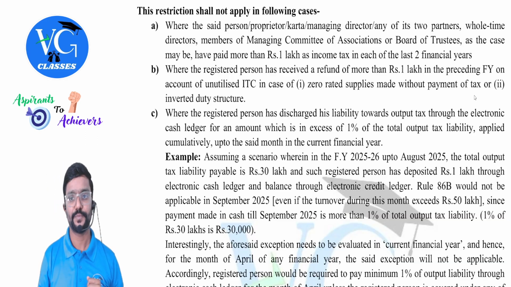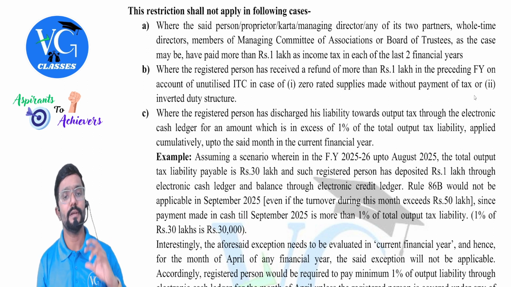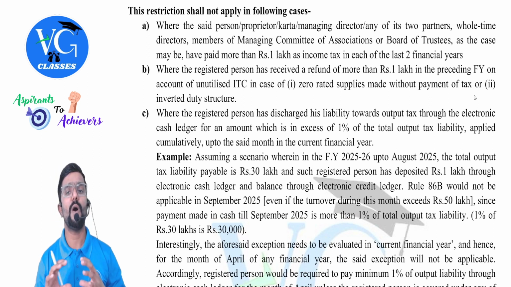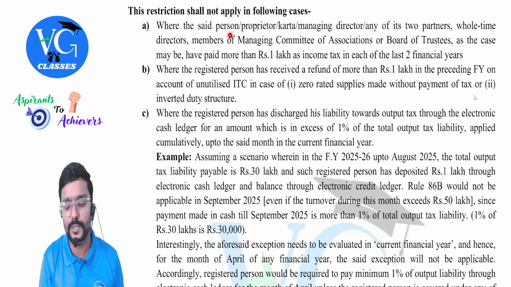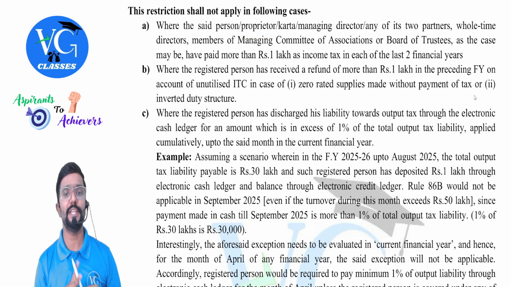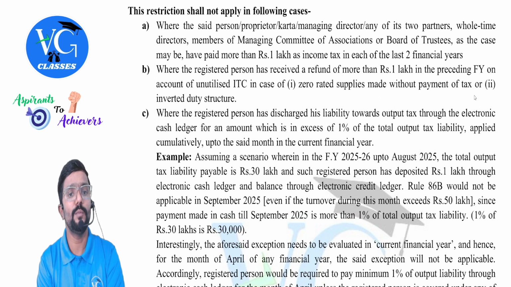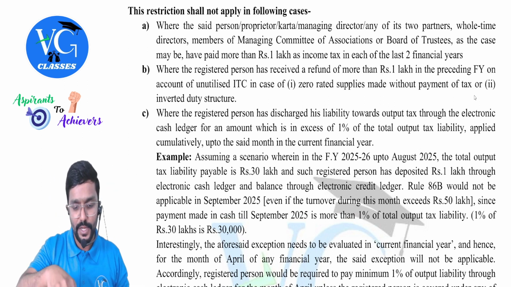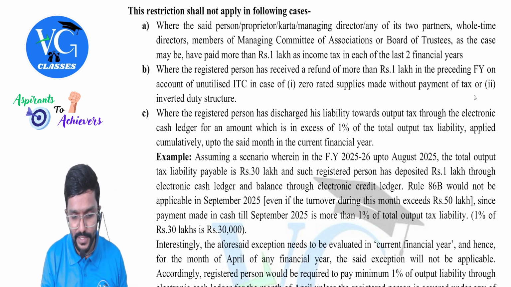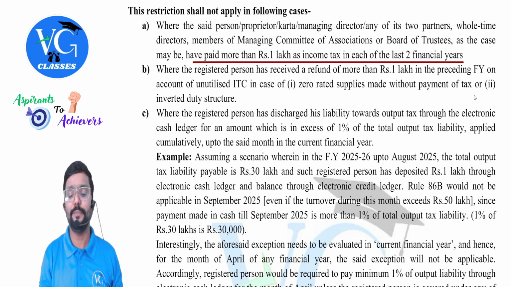Let me read that point. First one, where the said person or the proprietor or karta, managing director, or any of its 2 partners, guys, who are all these people? The face of the entities. Whole-time directors, members of managing committee, of association or board of trustees, as the case may be, have paid more than 1 lakh as income tax, not GST, income tax, in the last 2 financial years. In the last 2 financial years, guys. Okay, said person means they themselves.